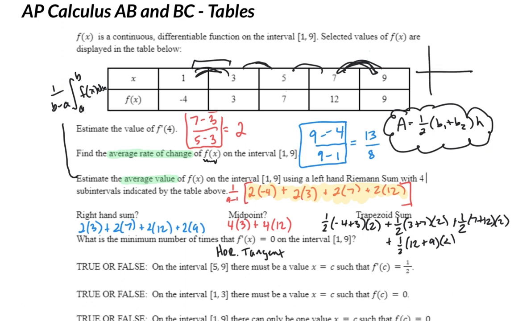I've got something that starts at -4, goes to 3, goes to 7, goes to 12, then goes to 9, something like this. They said it was continuous and differentiable. So if there is a directional change up here and the function's definitely differentiable, I didn't have some kind of weird corner or cusp. So I would answer the minimum number of times is 1 time, because somewhere we had a maximum, probably, on the interval 5 to 9, and f is differentiable.